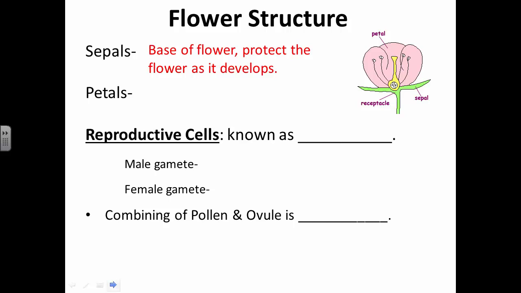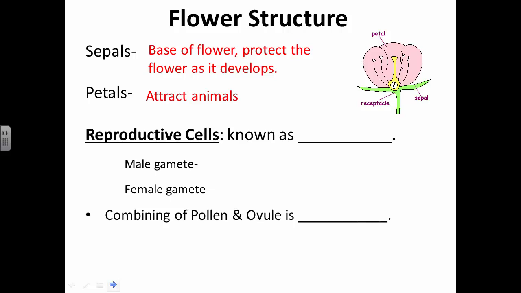And then the petals are there. They have different jobs. Sometimes they're to attract animals, to attract what we call pollinators. Pollinators are an important part of plant reproduction, and many plants rely on other animals to transport pollen from flower to flower.